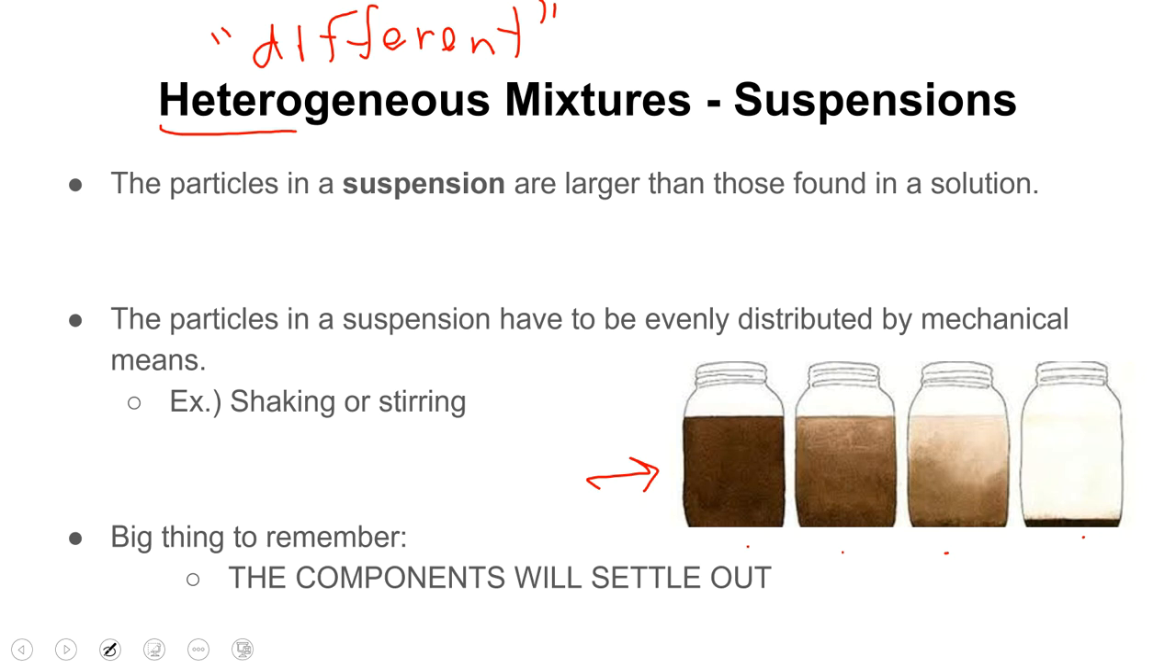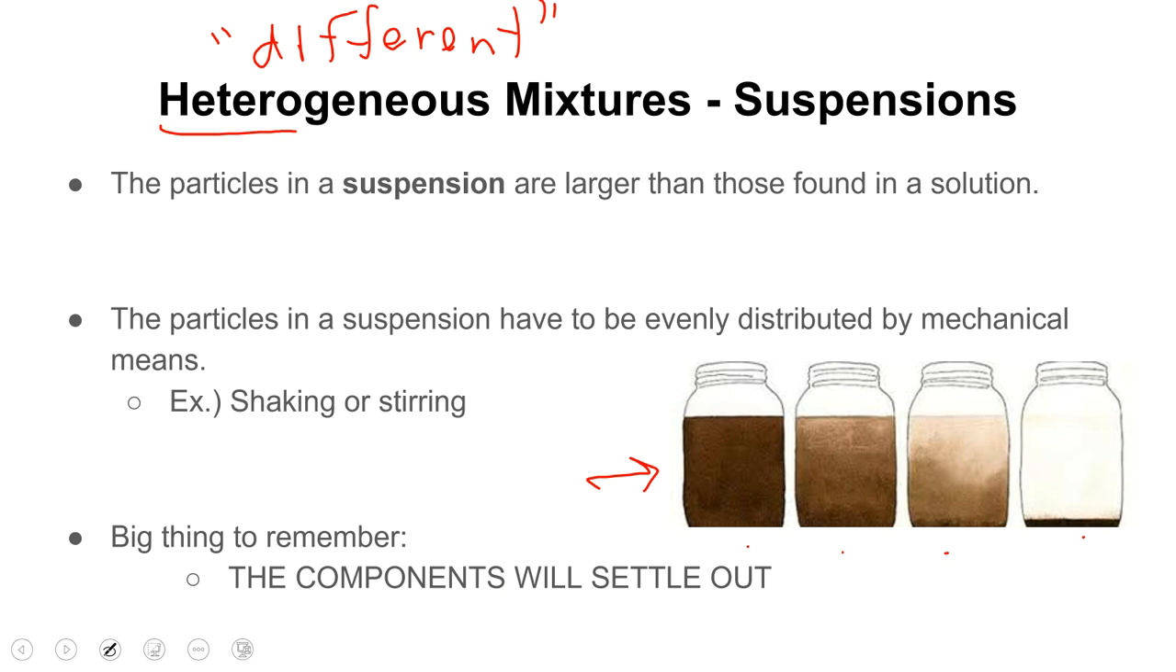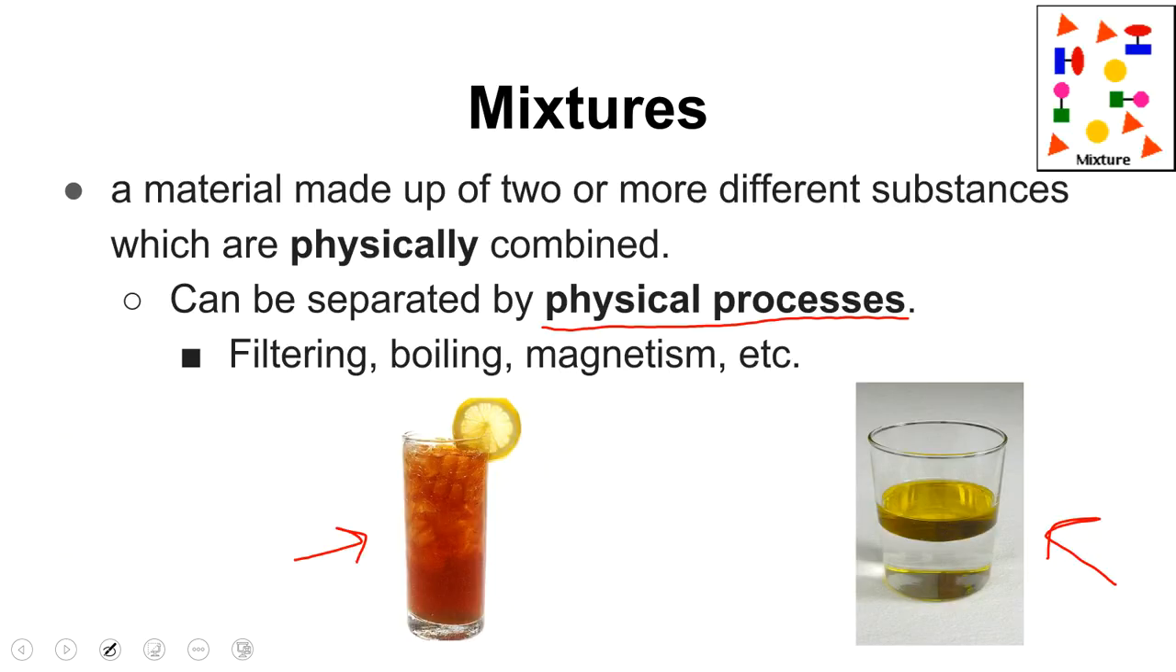So just think, for a solution, everything looks uniform. You can't tell. For a suspension, you can tell the different layers of things that are in there. All right, so the oil in this previous slide, this would be a heterogeneous mixture. And the tea right here would be a solution or a homogeneous mixture.